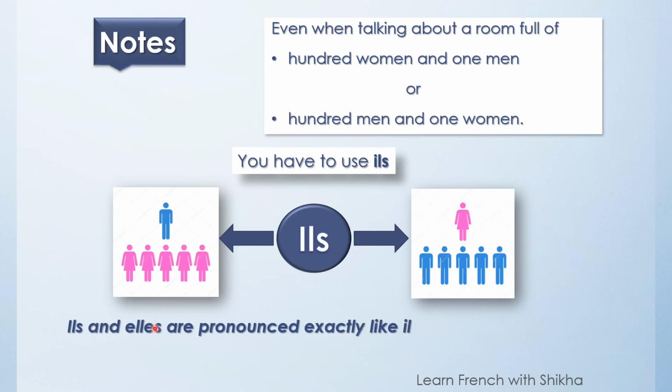Ils and elles are pronounced exactly like il and elle respectively. In a lesson or a dictionary, we give the pronunciation separately, but otherwise, while speaking, the plural ils and elles and the singular il and elle are spoken the same way.